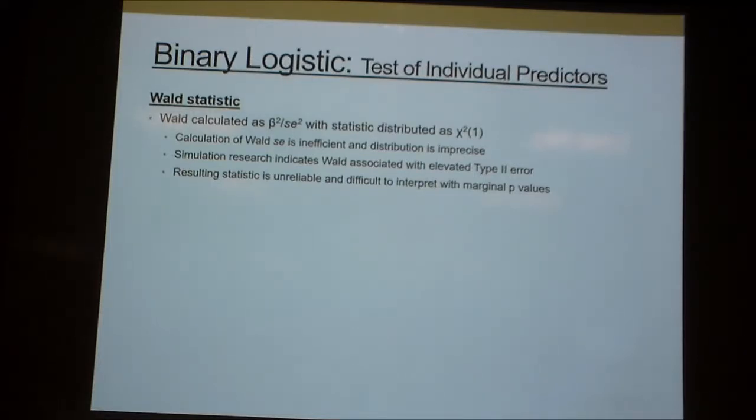So what we're doing here is we're taking our regression coefficient, squaring that, dividing by the square of our standard error, and testing that against a chi-square distribution. But what we find from a statistical standpoint is that the calculation of the Wald standard error is inefficient, and the distribution is imprecise, right? So this standard error for the Wald has larger variability than we would want in the sampling distribution. We want small sampling distributions because that translates into small standard errors, and the distribution is an approximation of chi-square with 1 degree of freedom, but it's not perfect, right? And so we have some problems there.